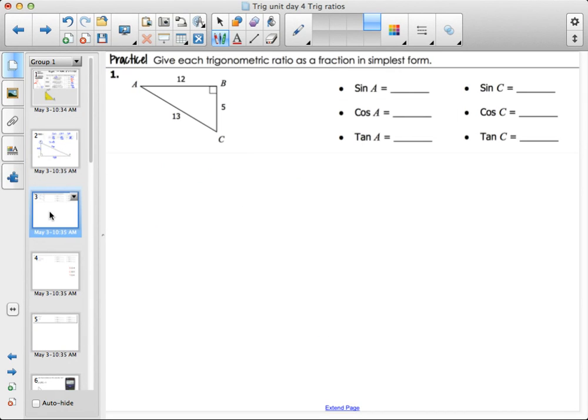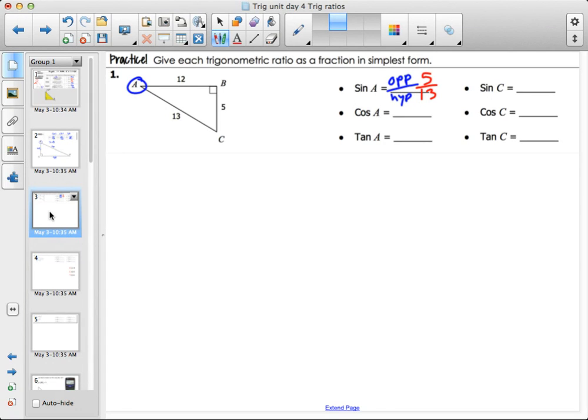All right, this is example problem number 1. It asks to find the sine of angle A. Well, the first thing I do is always circle the angle. I remember that the sine is going to be representing my opposite side over my hypotenuse. So when I look at angle A, the side that is opposite of A will be 5, and the hypotenuse of that triangle is 13. So this is my trig ratio, 5 to 13 for the sine of A.